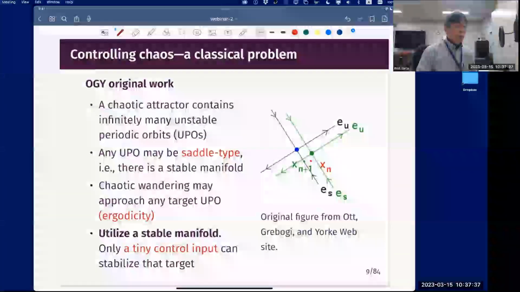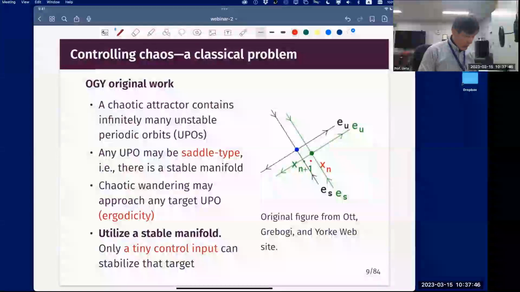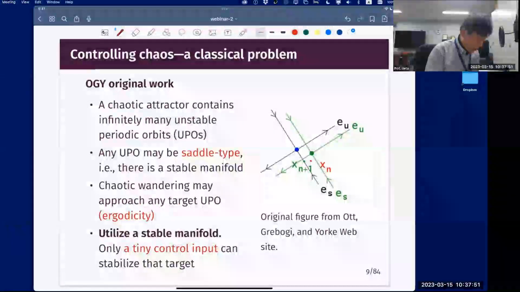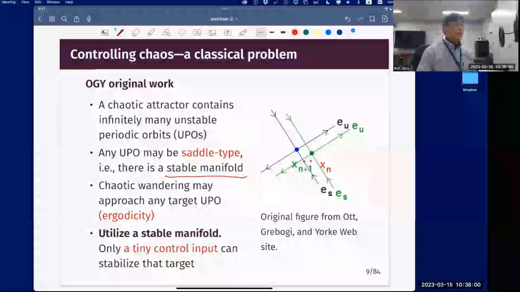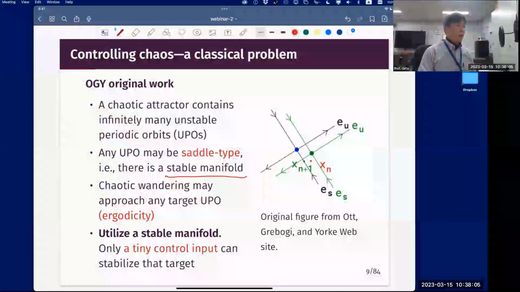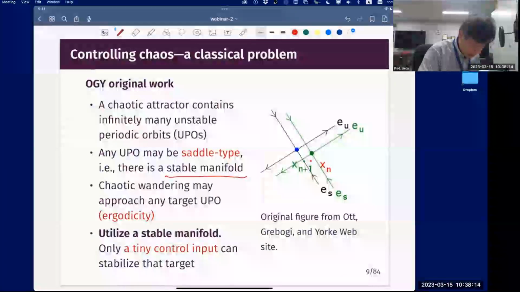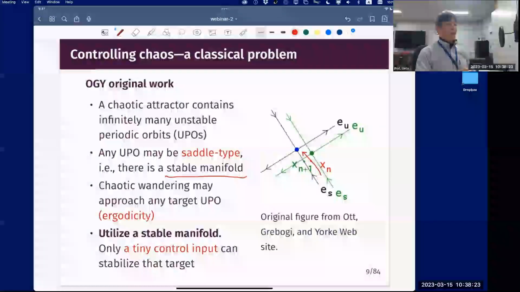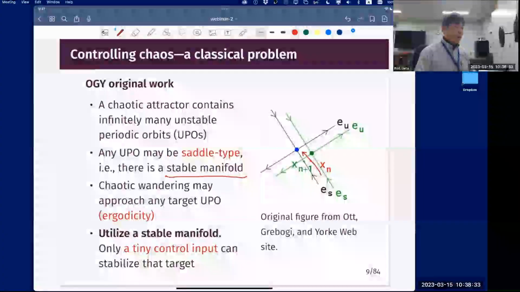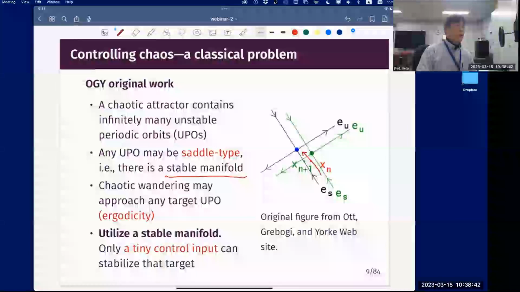Firstly, OGY. Ott, Grebogi, and Yorke proposed linear state feedback control to stabilize the UPO. In fact, this method utilizes the stable manifold we mention later. Embedded UPOs are all saddle type fixed points, periodic points. So you utilize the stable manifold of them and induce the motion into the unstable periodic orbit by using very small parameter perturbation. The chaotic wanderings themselves we utilize to seek the UPOs. And a very tiny control input can stabilize the UPO with this OGY method.